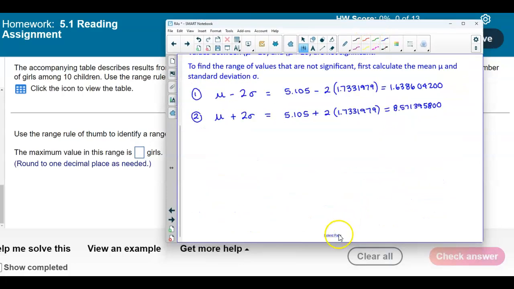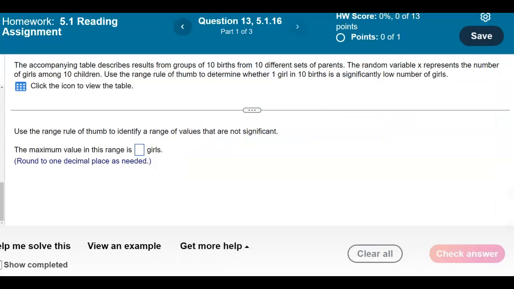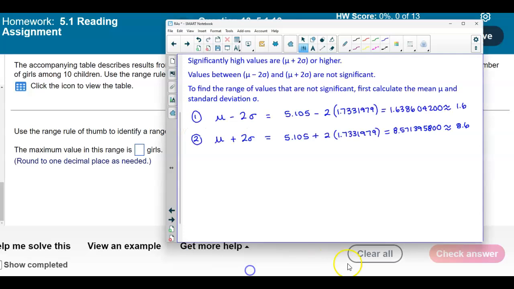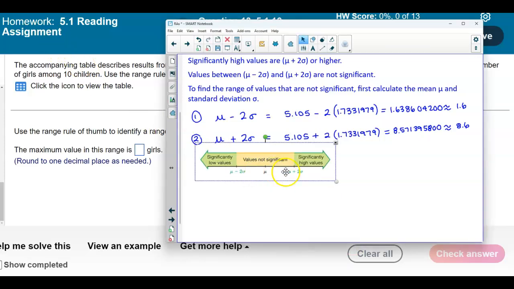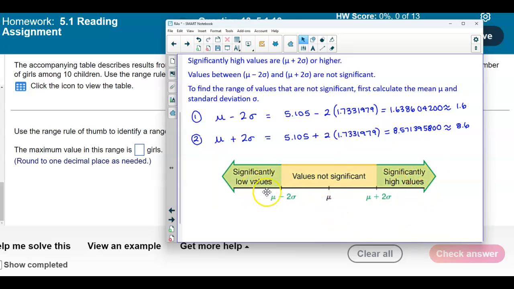So, okay, recall, we're going to do the following. So if this is to 1 decimal place, then this is 1.6. And if we round this to 1 decimal place, then this is 8.6. So what does that mean? Well, let's go ahead and write down that. So recall, the values in between are not significant, and then on the left and the right would be significantly high values on the right, significantly low values on the left.